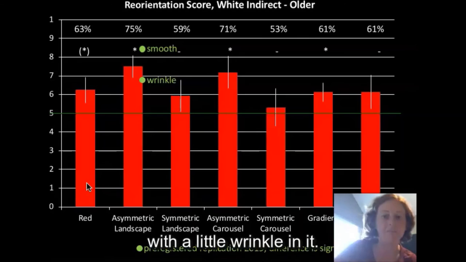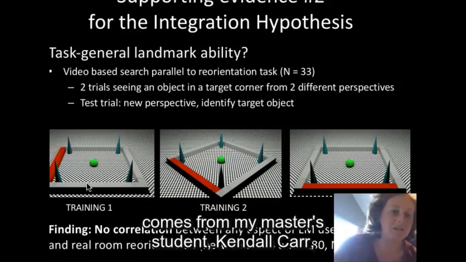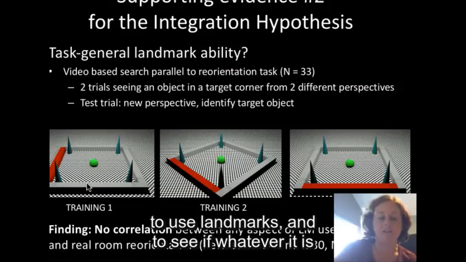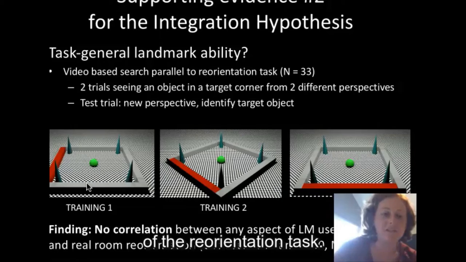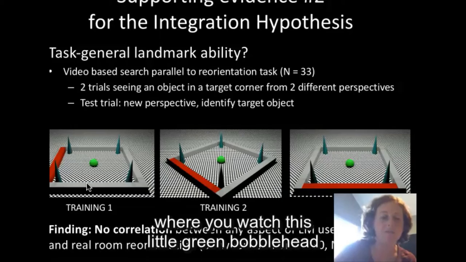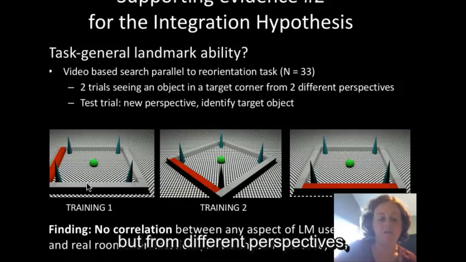The second piece of evidence comes from my master's student, Kendall Carr, who wanted to look for a task-general ability to use landmarks, and to see if whatever is emerging in landmark use and reorientation could be found in other tasks. And so she made a computer version of the reorientation task. There's no real reorientation happening here. You get two training trials where you watch this little green bobblehead go to one location. It goes to the same location both times, but from different perspectives, and then children see a third perspective and they have to say, where does the green bobblehead want to go?